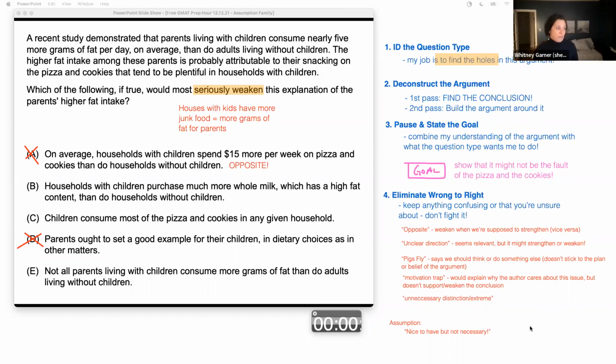In this case, not all parents living with kids consume more grams of fat than do adults living without children. Okay, great. Some don't, but the question says on average. So I don't actually care that some do and some don't. That doesn't hurt my argument at all. So it's often this language of like "some" that'll do it. In this case, it might be claiming that some members of a group are different, and so we shouldn't necessarily draw some conclusion. But if they said "most," that'd be different. But "some."